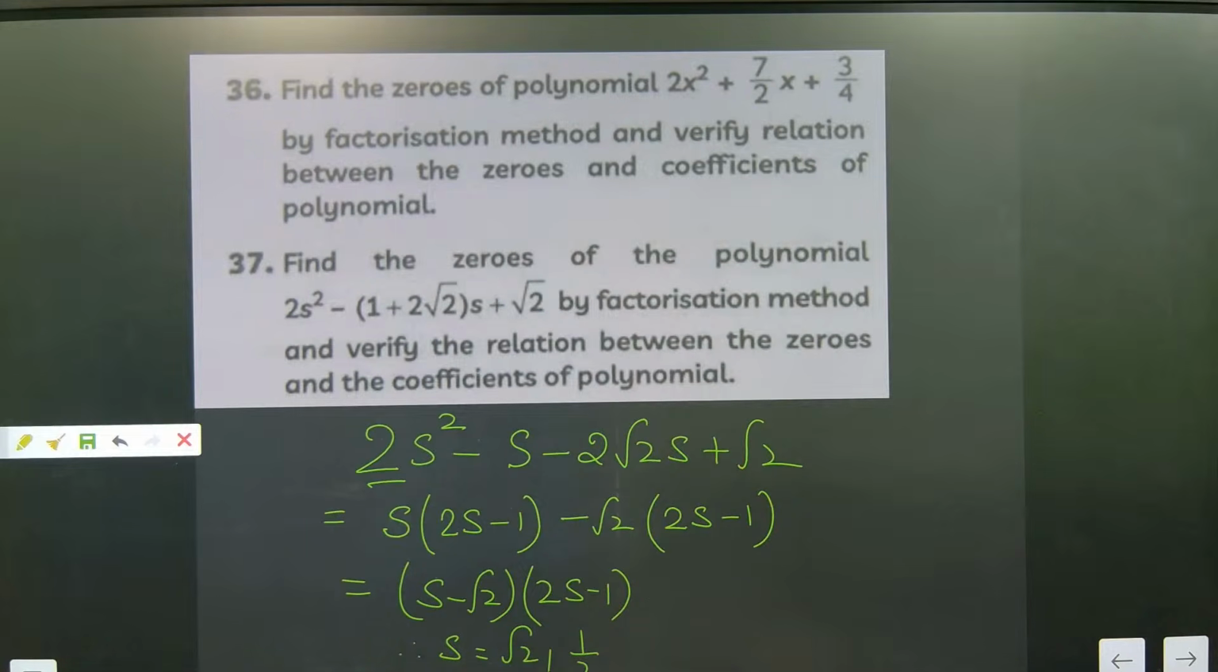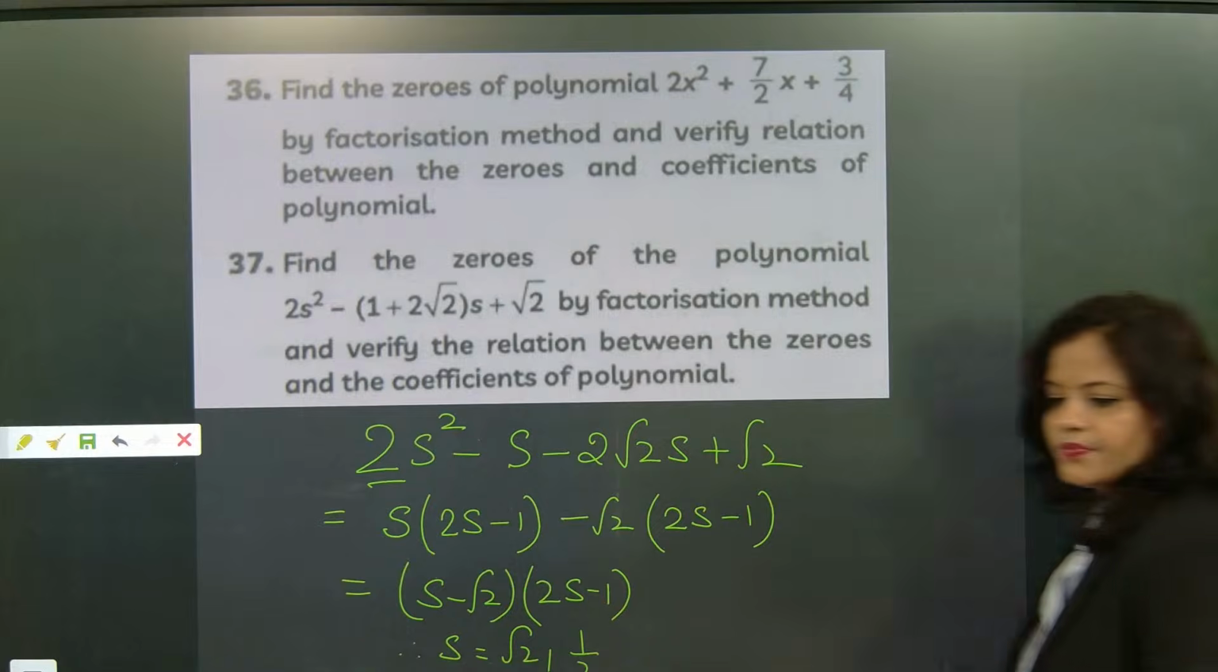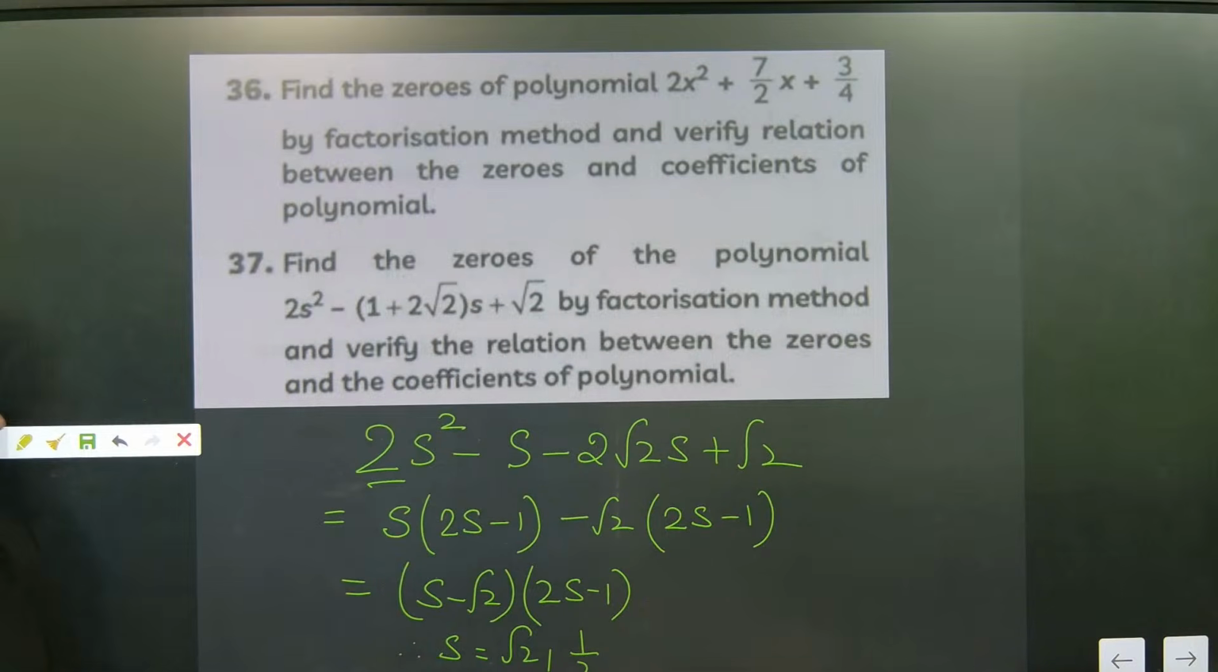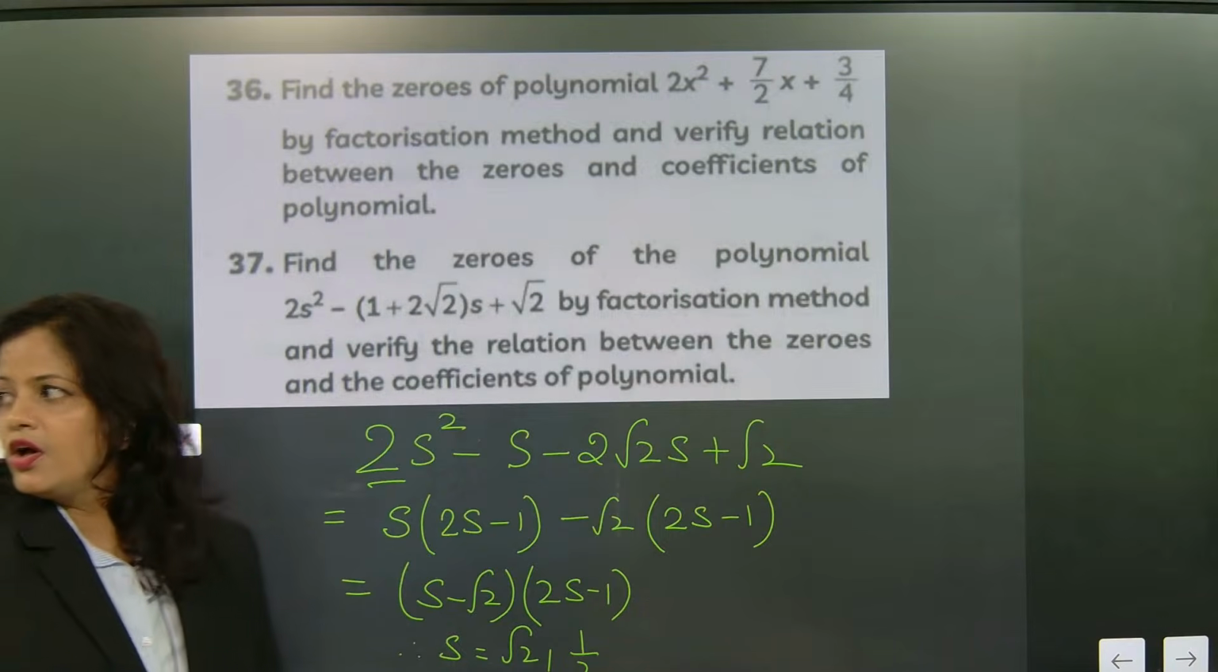Are you all ready? Now listen. The second important point to be noted here is, when we are solving like this, the alpha plus beta verification you will do.